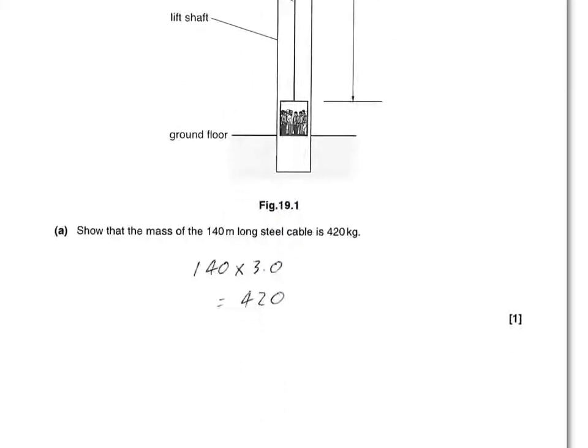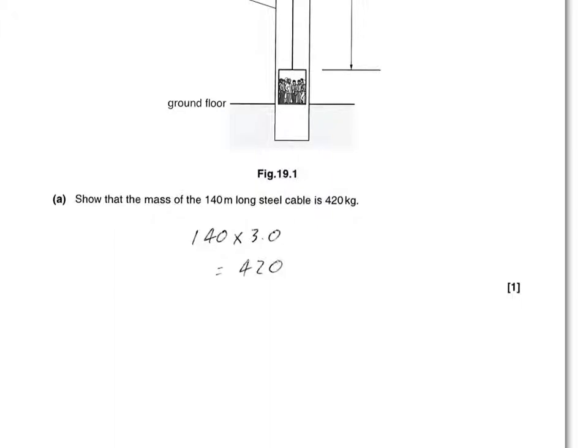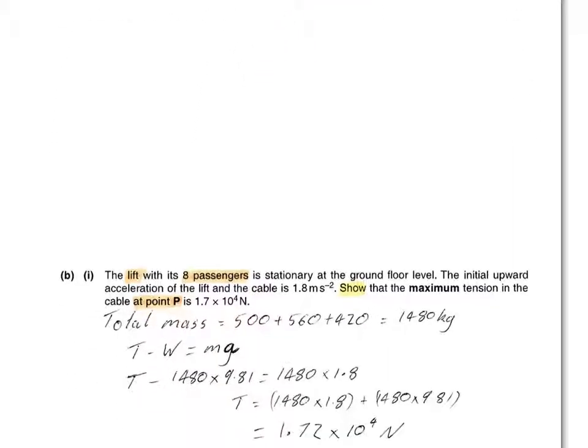Show the mass of the 140 meter long steel cable is 420. Absolutely crucial. I failed to highlight it. Show is the central word there. So the answer is of no interest whatsoever because you know what the answer is you're heading towards. So what got the mark here is for having written out the sum 140 times 3. It's always a good idea to explain to the examiner what you're doing anyway. It can help you pick up the compensatory marks if for whatever reason you don't get the right answer. But here, no sum, no mark, as simple as that. The mark was for the 140 times 3.